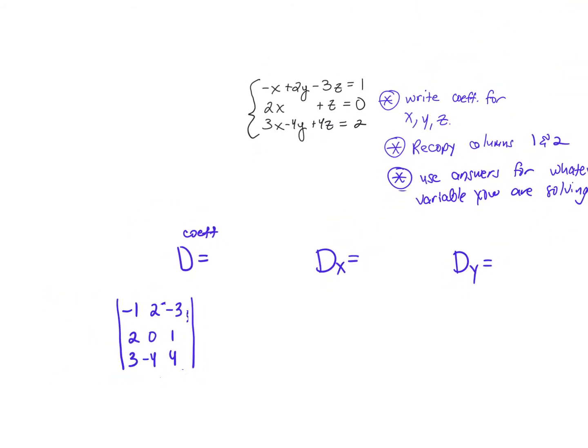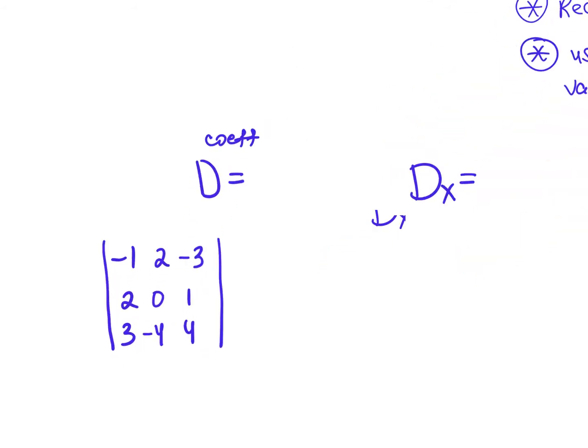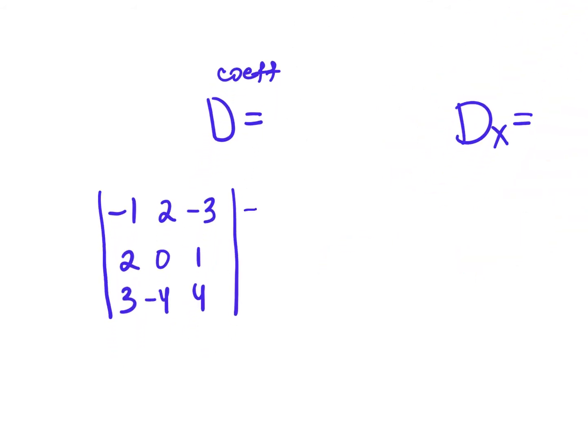So there, we did the first step of writing the coefficients. Now, this step you have to do every single time in order to be able to do your majors and your minors. You have to recopy the first 2 columns. So out here, I'm going to recopy -1, 2, and 3. And then the second column is 2, 0, -4. Do you guys see how I did that? Fill in your matrix, then you have to recopy.